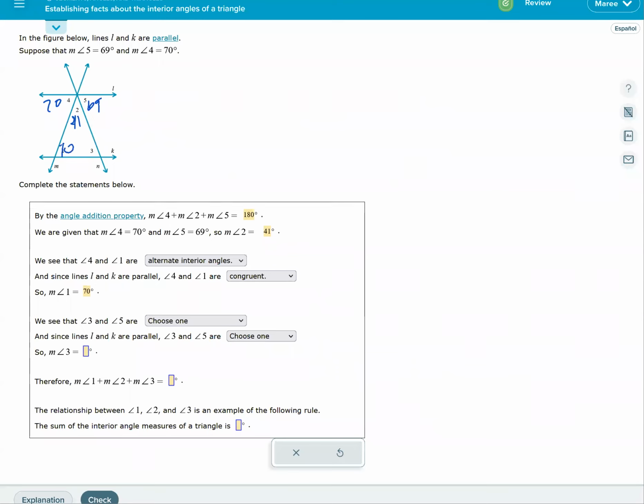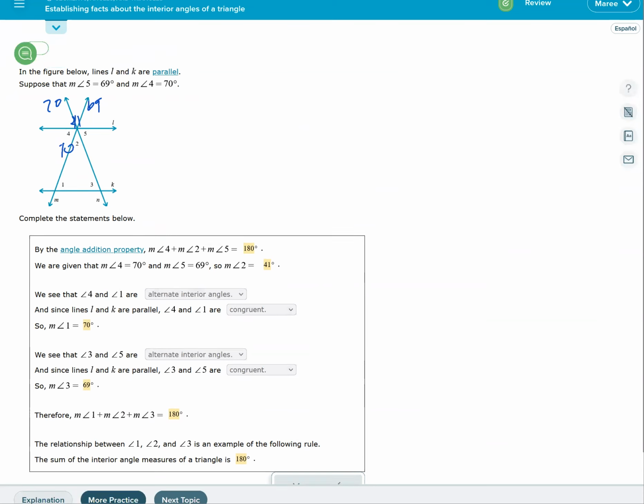We see that 3 and 5 are alternate interior angles, and therefore they are congruent. So angle 3 has to be the same as angle 5, which was 69 degrees. And then you can add up 69, 70, and 41 to get 180. And that's the property that the sum of the interior angle measures is 180 degrees. And that's the end of the lesson.